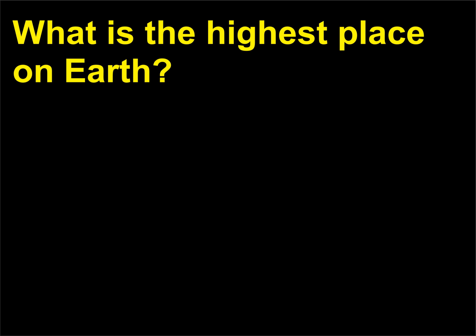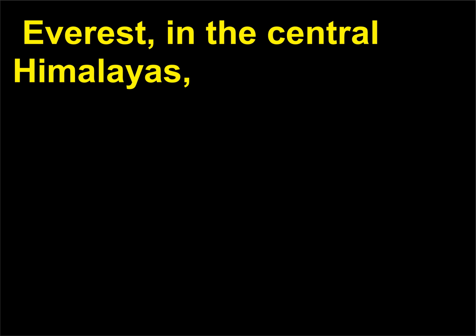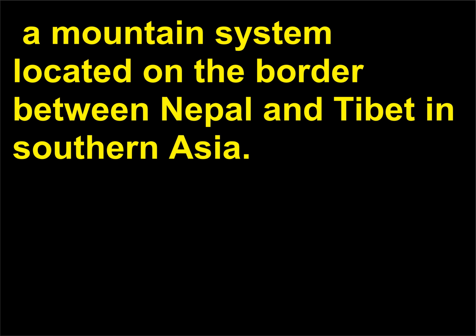What is the highest place on Earth? The highest place on the surface of Earth is the top of Mt. Everest, in the central Himalayas, a mountain system located on the border between Nepal and Tibet in southern Asia.